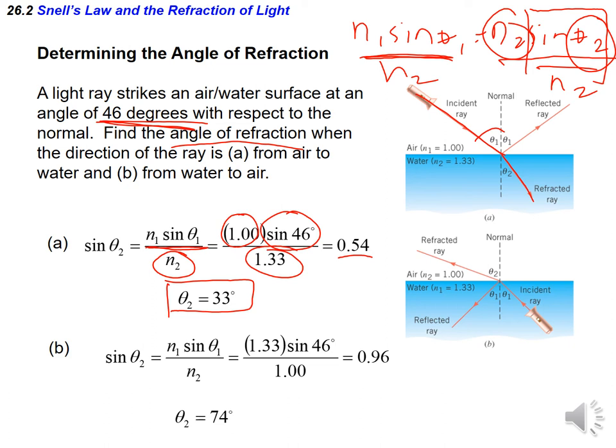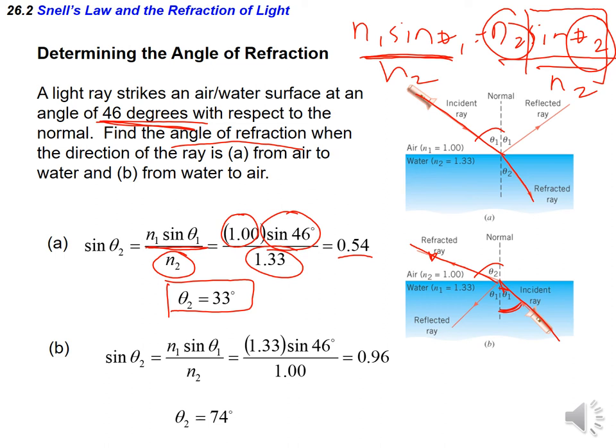So we have the given angle again. The given angle for this is from water to air. In that case, this will be the incident ray, and this is the angle of incidence, this is the second medium, and then this is the refracted ray. So meaning this will be the angle of refraction. Okay, so we need to get that value.